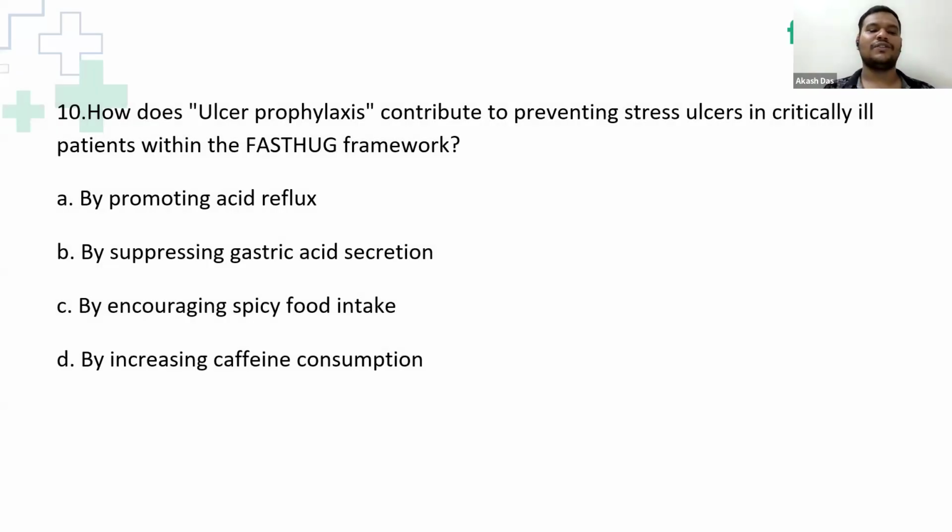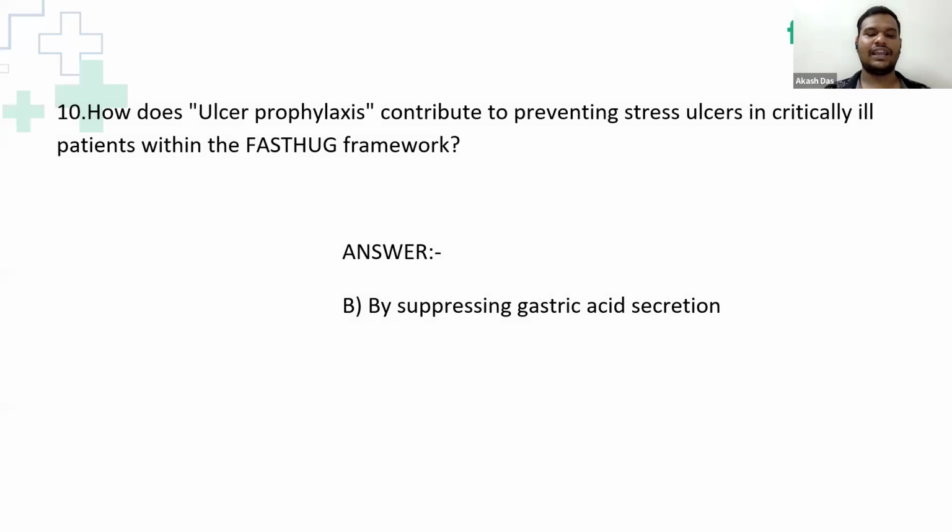Okay. So the last question: how does ulcer prophylaxis contribute to preventing stress ulcers in critically ill patients within the FASTHUG framework? A, by promoting acid reflux, B, by suppressing gastric acid secretion, C, by encouraging spicy food intake, or D, by increasing caffeine consumption? How does ulcer prophylaxis work? Very easy. Again, by suppressing gastric acid secretion.